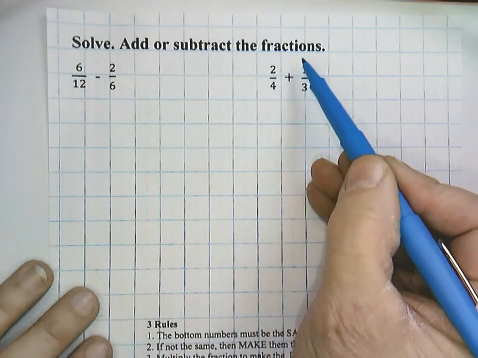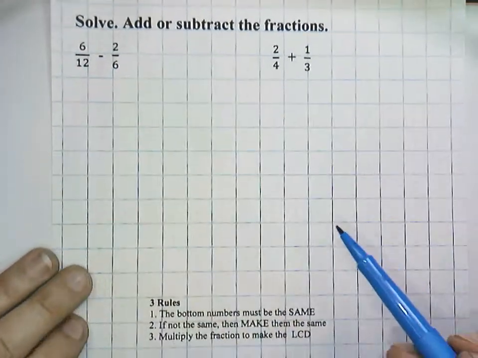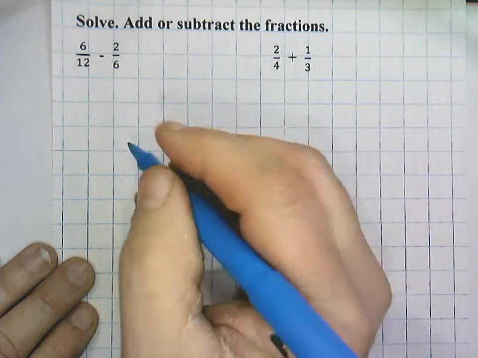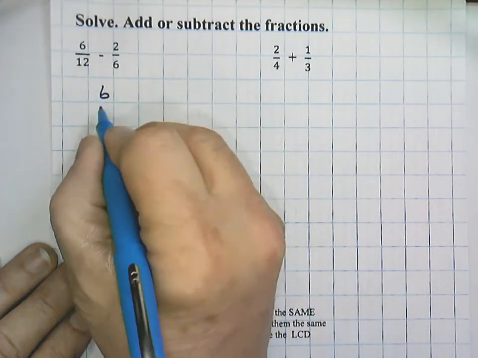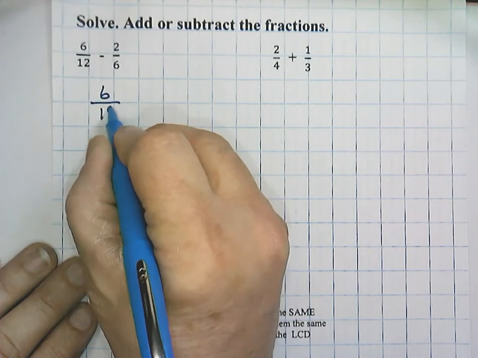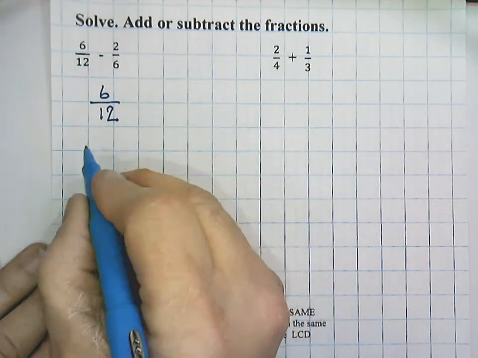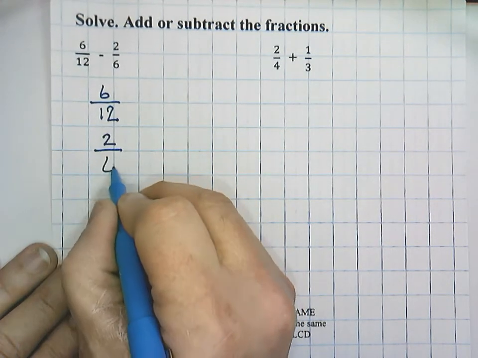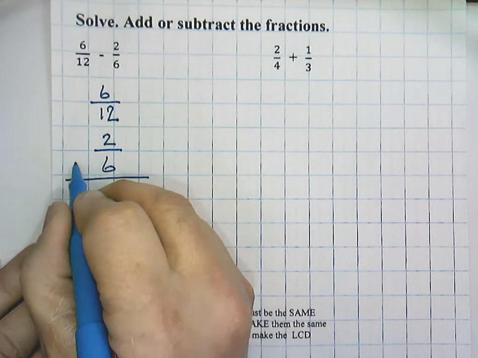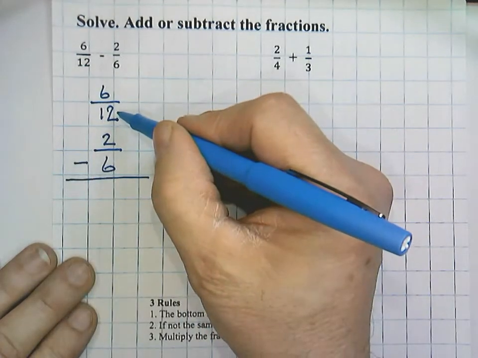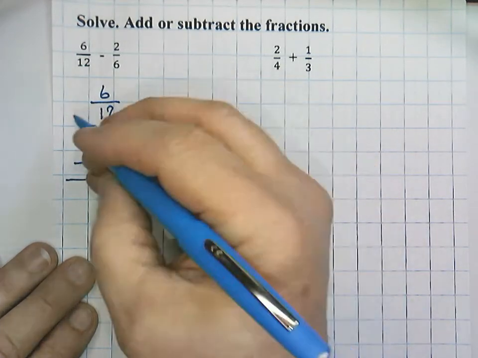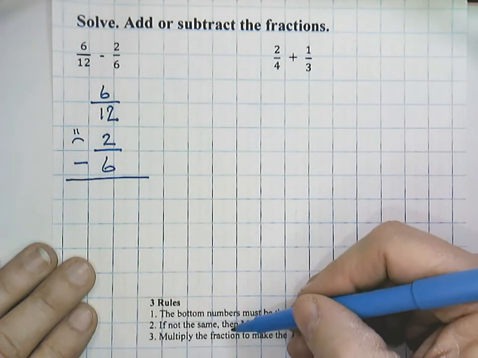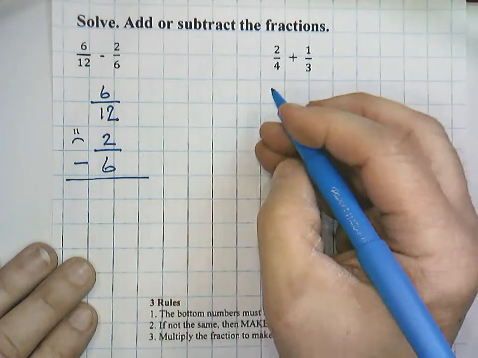Solve, add, or subtract the fractions. Keep in mind our 3 rules down here for doing that. I'm going to rewrite it to make it a little bit easier: 6/12 subtract 2/6. And right away I notice the first thing I check is our denominator on the bottom, and they are not the same. So my job, rule 2, is to make them the same, and I can do that by doing multiples.